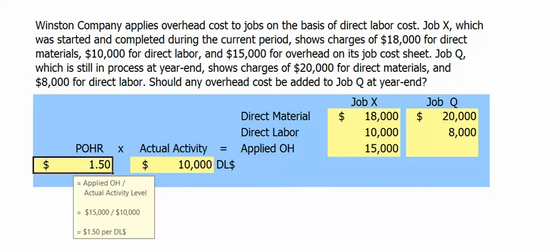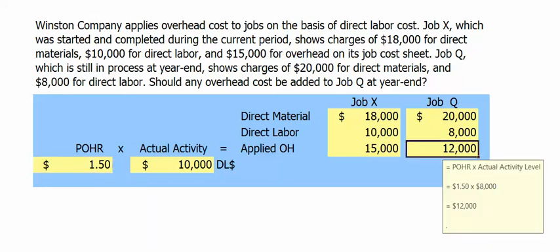Since Job Q has $8,000 in direct labor costs, we'll multiply the $8,000, the activity level, by the $1.50 predetermined overhead rate, and we'll assign $12,000 in manufacturing overhead to Job Q.